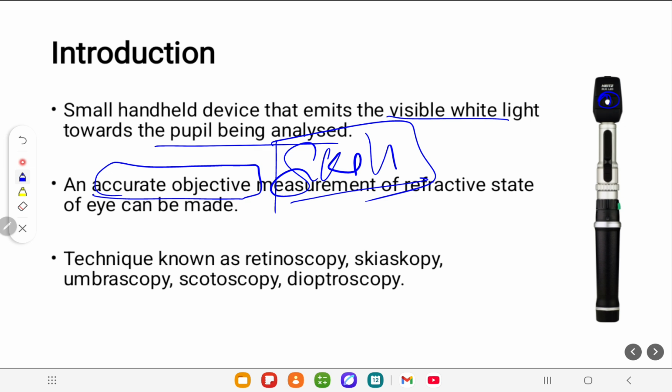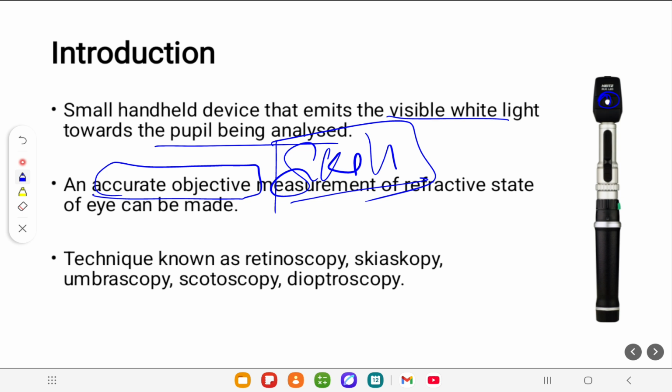It's a retinoscope. We do an objective measurement of refraction, but definitely it's far more skill oriented. It will take maybe 3 to 4 years of continuous practice to become moderately good with the retinoscope, and it takes a lot more time to become very good.